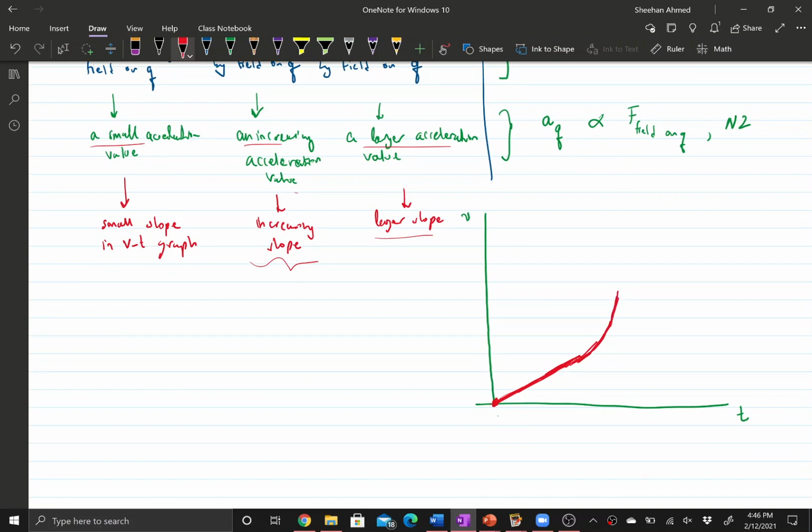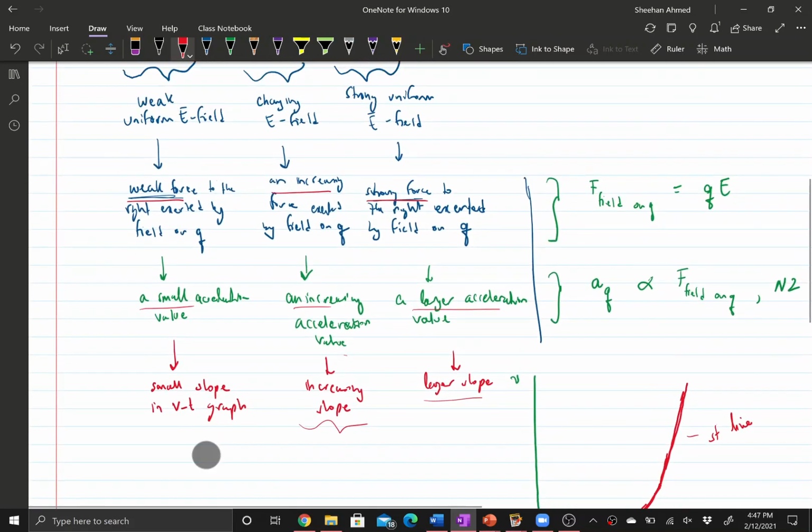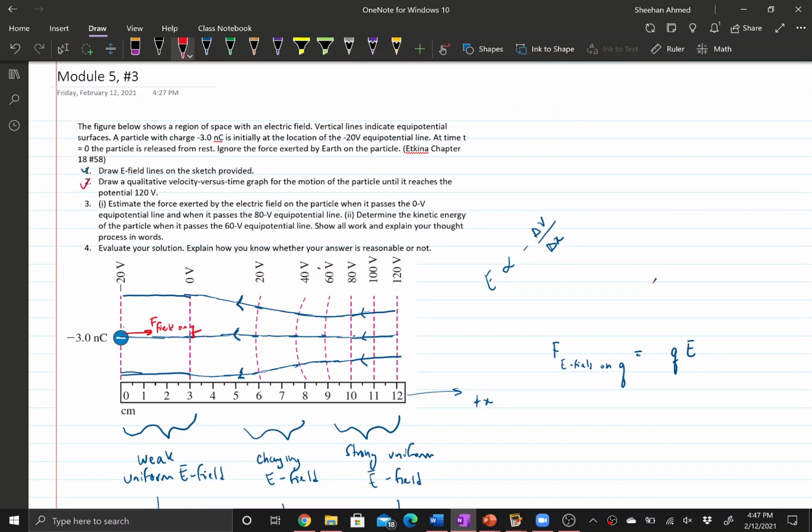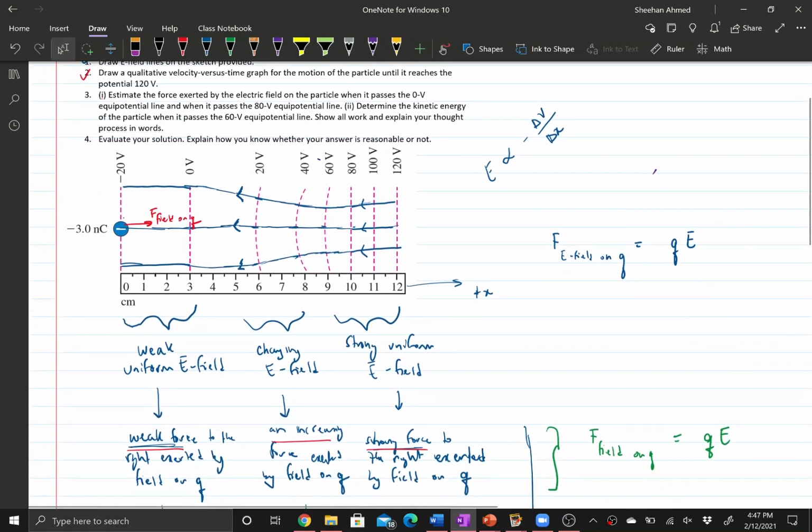So it'll be something like this. This part is a straight line. This part is a straight line. This part is a curve. There. That took a little bit of explaining, but I think we got number 2. Draw a qualitative velocity versus time graph for the particle until it reaches that end part of the ruler.